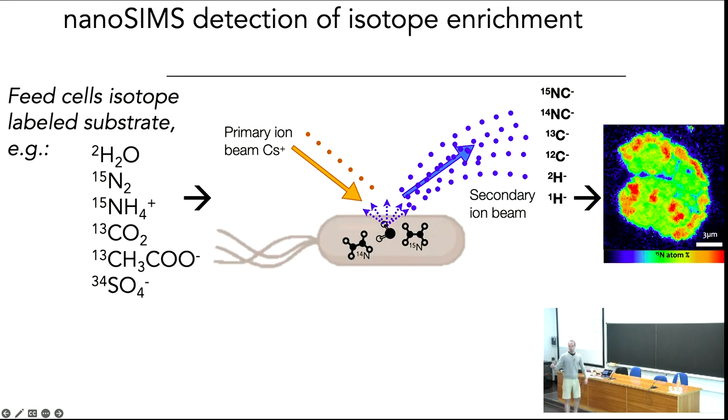So you've got this primary ion beam, and it's just rastering over the sample, and then you're recording 7 different masses as you raster around. That allows you to generate a picture, and it's a picture made out of ions.